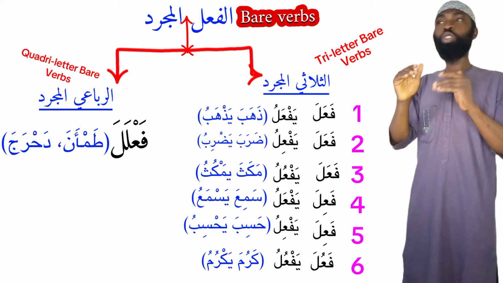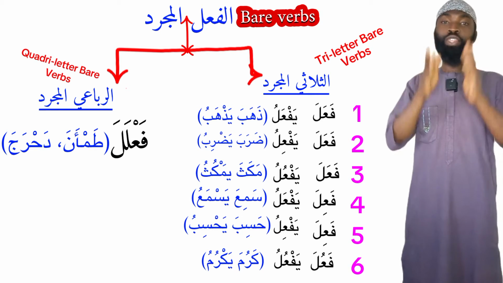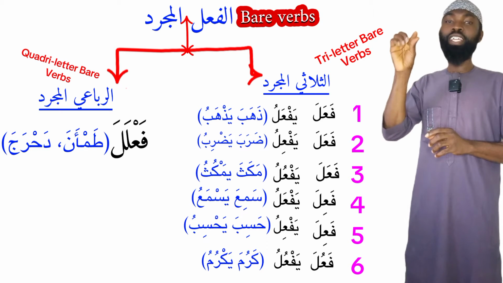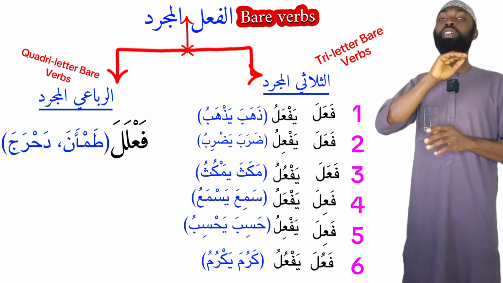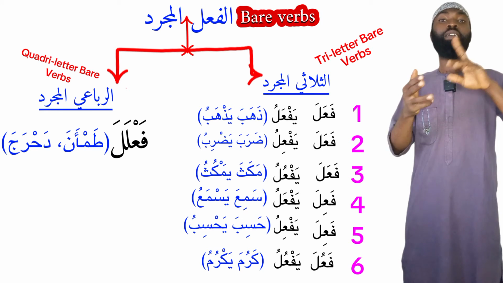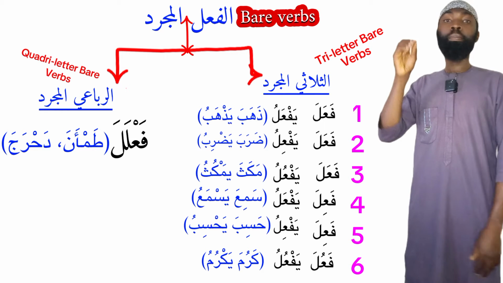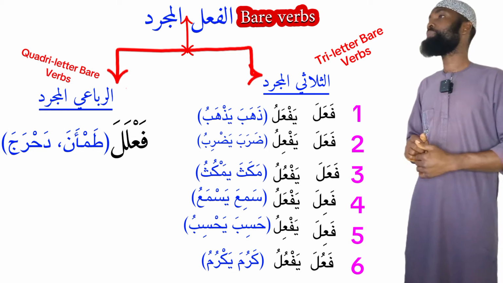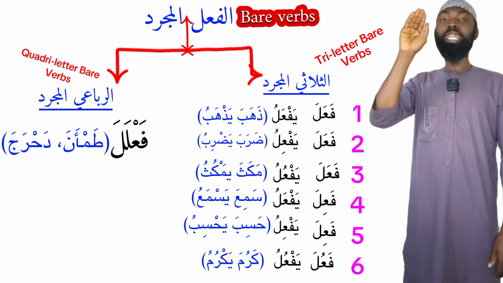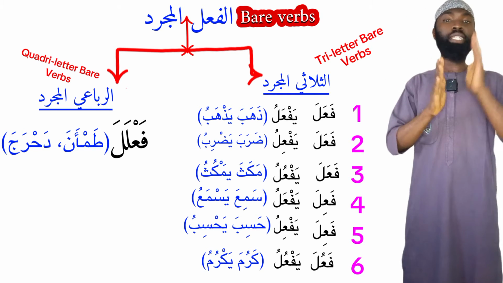As we said, this is going to be a summary to cover all of these topics, while subsequently we'll be doing videos to cover each of them in detail, inshallah, with all of their awzan, both the fi'l al-madi, the af'al al-madiyah, the past tenses, the af'al al-mudari'ah, the present tense, and the af'al al-amr, the command tenses, inshallah. Now that is all for al-mujarrad, the bare verbs which have no addition.